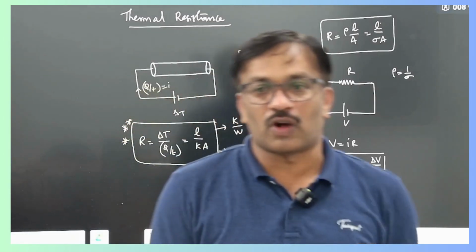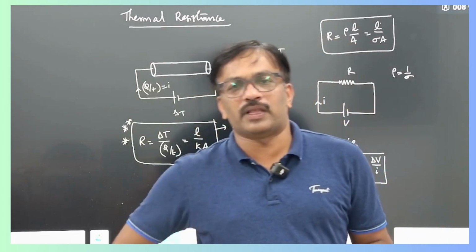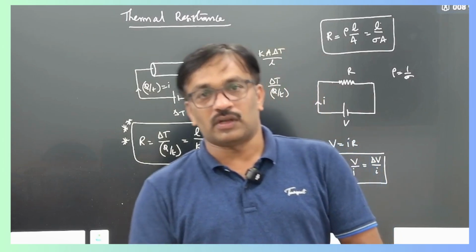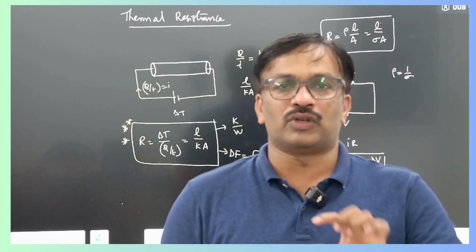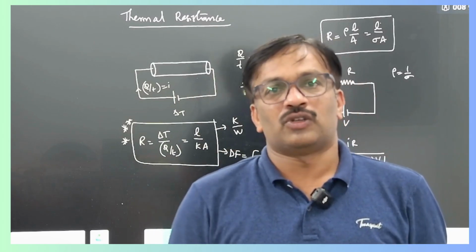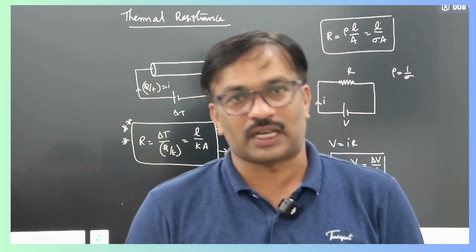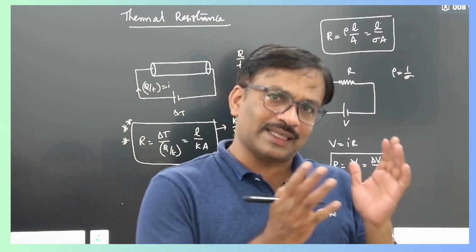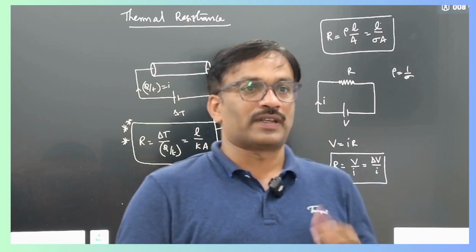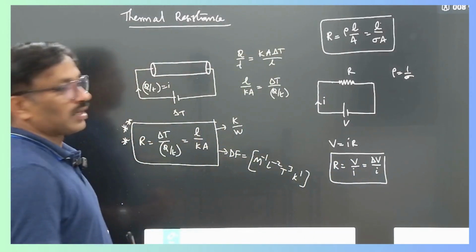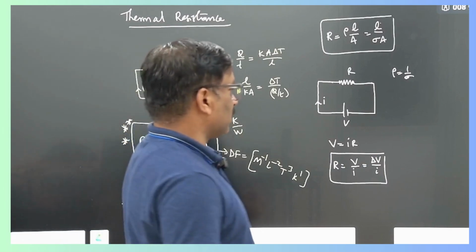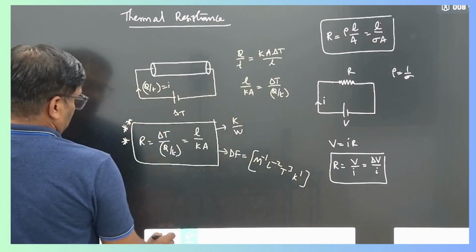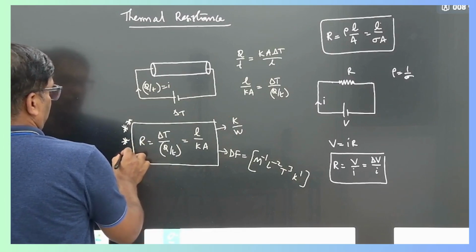I will tell you one small shortcut. Whatever the problems may be, whether rods are connected in series, parallel, or in different combinations, just replace a rod with a resistor, and then you can solve it exactly like the circuit problems we studied in current electricity. For sample purposes, we'll do rods connected in series and parallel, then go for some combinations. Clear? So this is thermal resistance, very important.